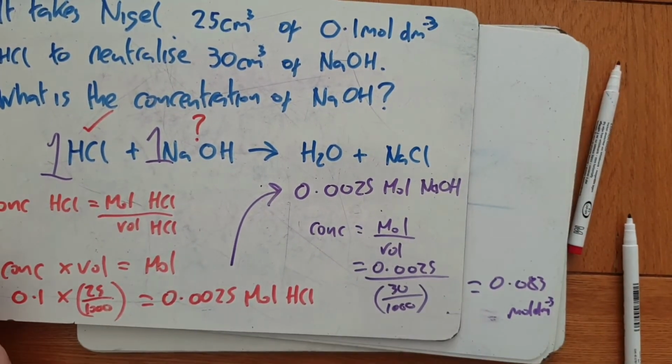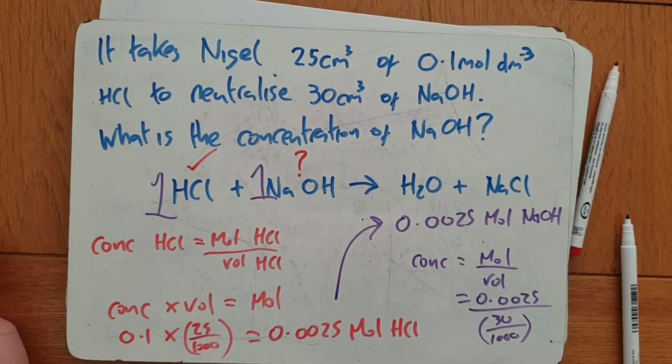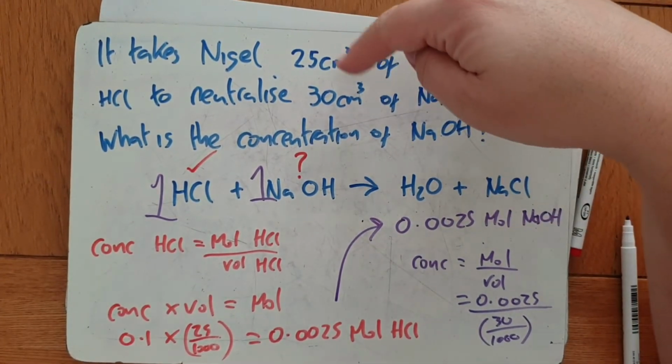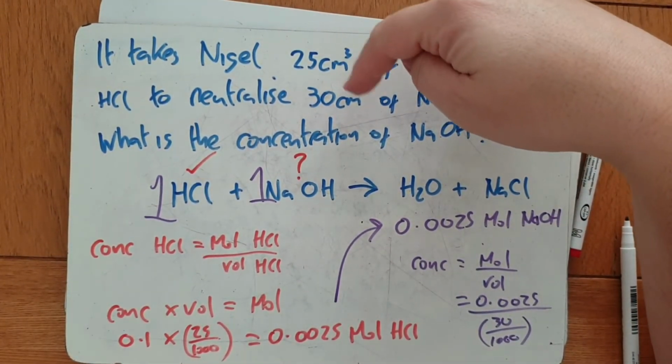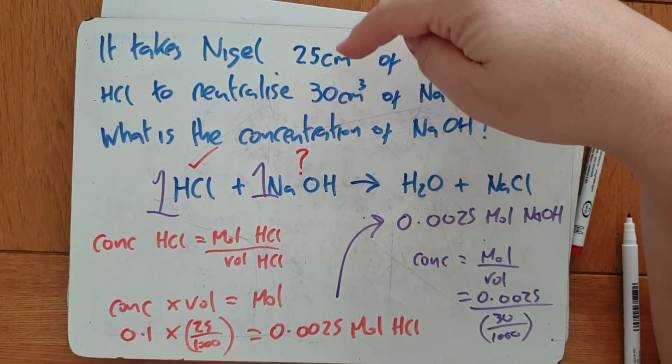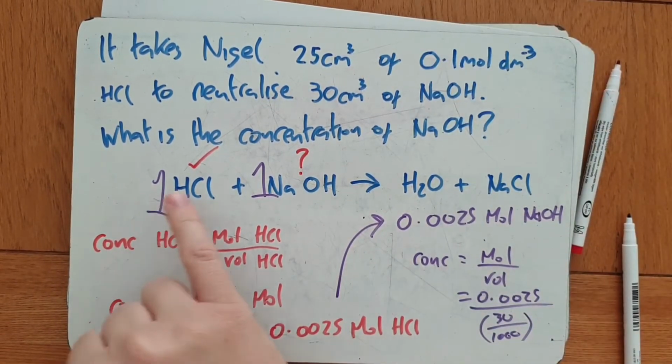And we can check that answer, or kind of work out if we think it's right. 25 and 30 are roughly the same, approximately. This is just to check ballpark for our answers. The ratio is 1:1.